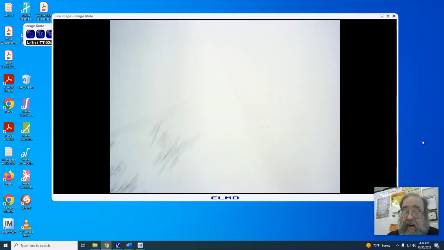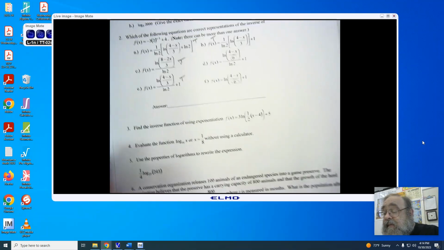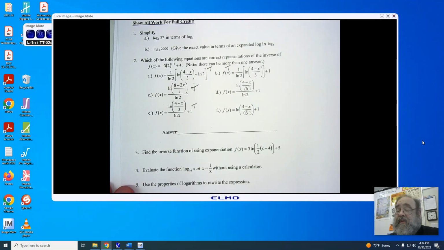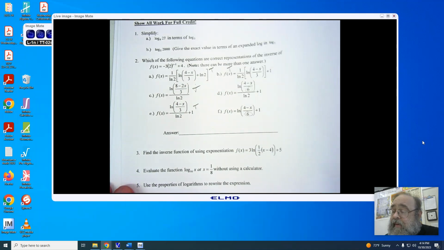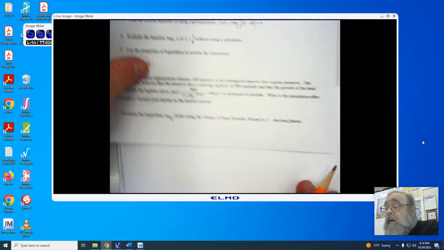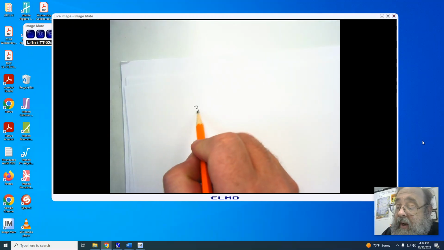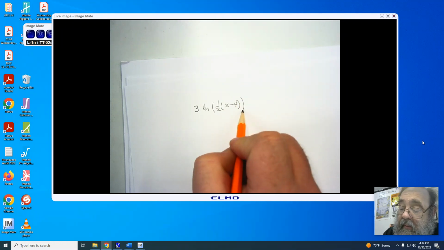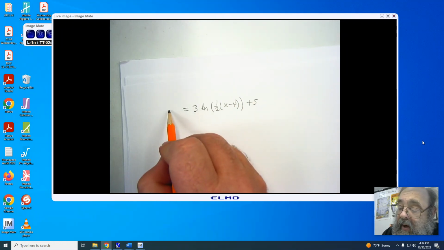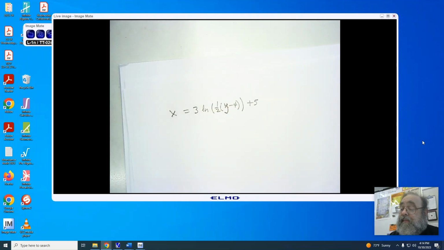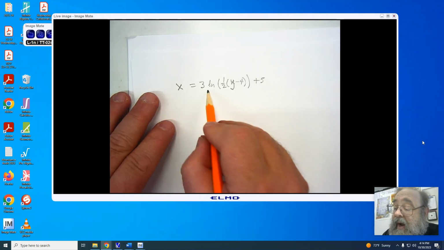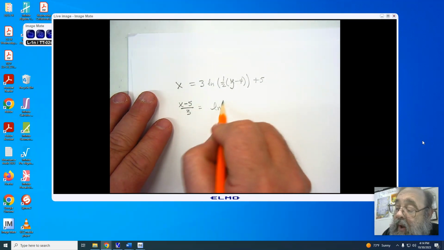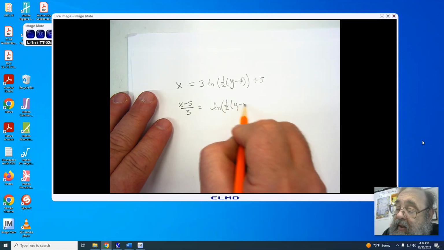Now we're going to number 3. Number 3, find the inverse of the function. So we're now going to unwind it just like we did up above, except instead of looking for an answer, we're just trying to clean it up. So we're going to write 3 natural log of 1 over 2 x minus 4, plus 5. I'm going to call it x and put my y there. So I'm subtracting 5, dividing by 3. x minus 5 divided by 3 equals natural log of 1/2 y minus 4.